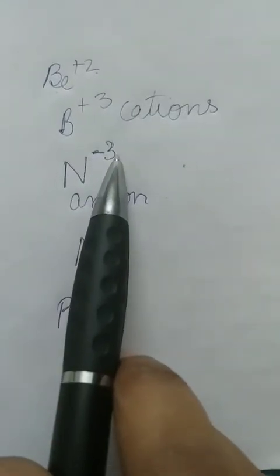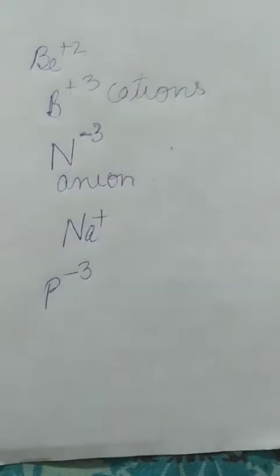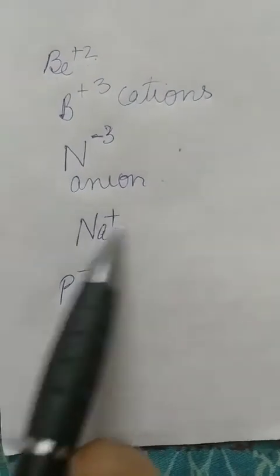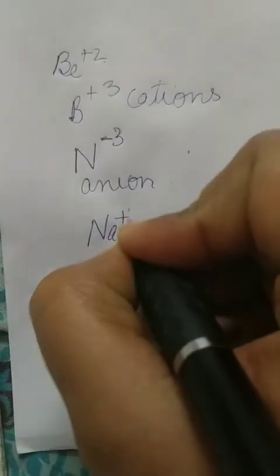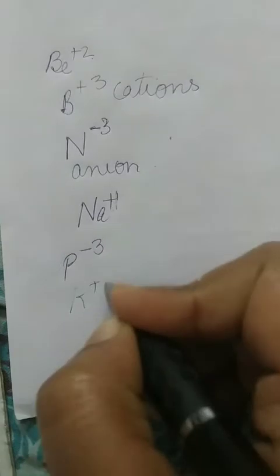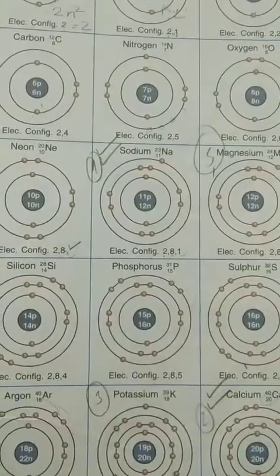Nitrogen took or accepted 3 electrons, so valency is minus 3. Sodium valency is plus 1. We can write plus or plus 1, it is the same thing. So instead of writing plus 1, we can simply leave it Na plus, K plus, plus 1 or K plus, same thing. Phosphorus valency is minus 3. So the number of electrons lost or gained actually is the valency.